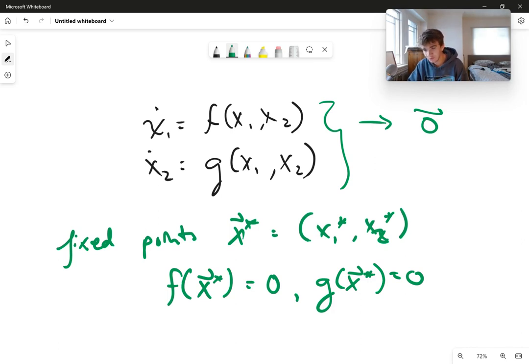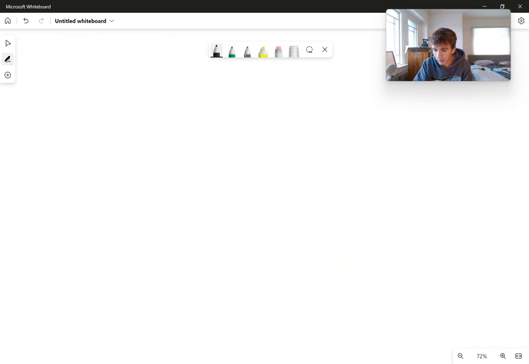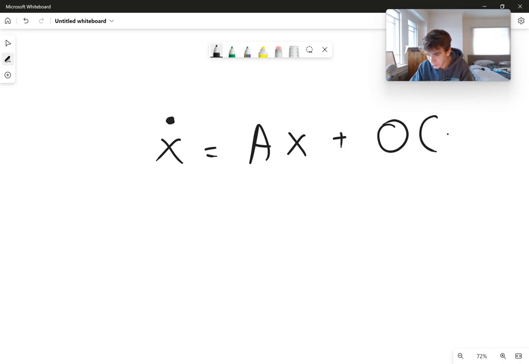Okay. So whenever there's a fixed point, we want to look at the local behavior of the system near the fixed point. And since f and g of x go to zero at the fixed point, we can essentially Taylor expand around those terms and then treat the system like x dot is equal to Ax plus some higher order terms. Okay.